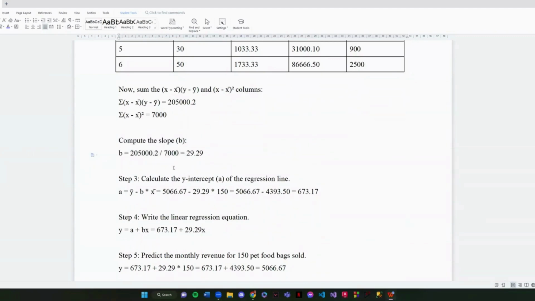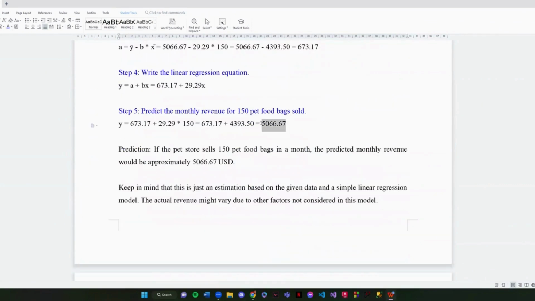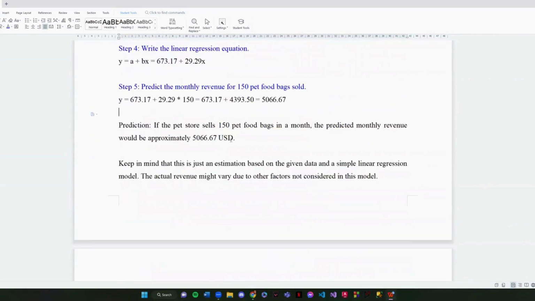Now, compute the slope B. We have 29.29. Then, calculate the y-intercept of the regression line. That is also just a formula. We get this. Next is write the linear regression equation. And then, step 5, predict the monthly revenue for 150 pet food bags sold. This is what we got.